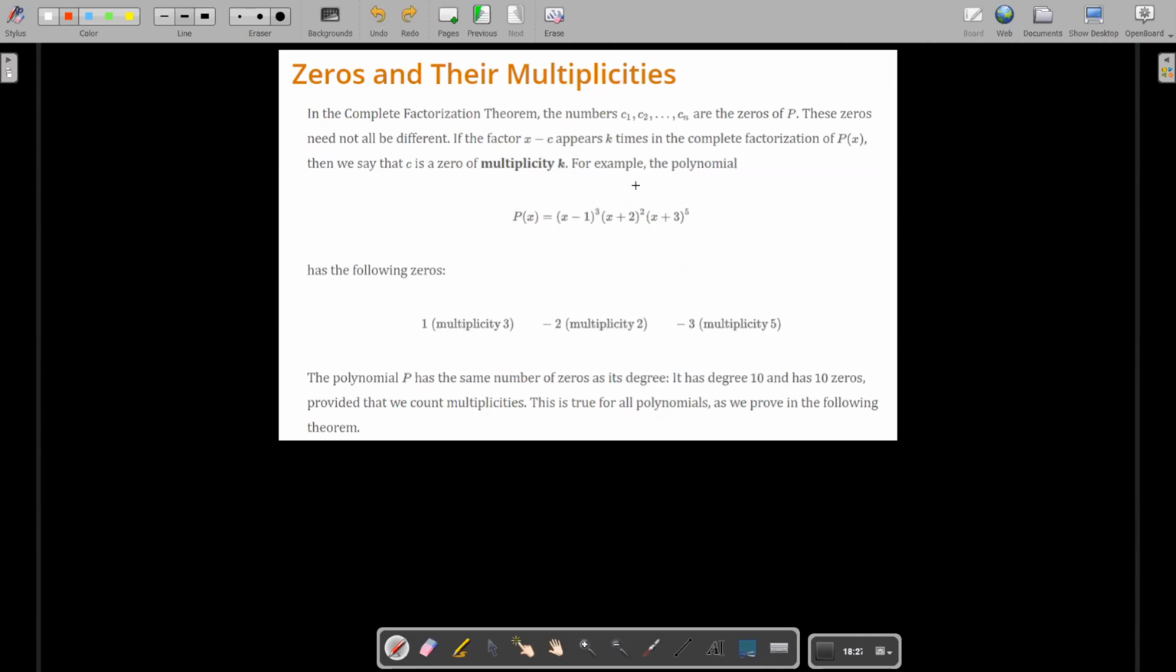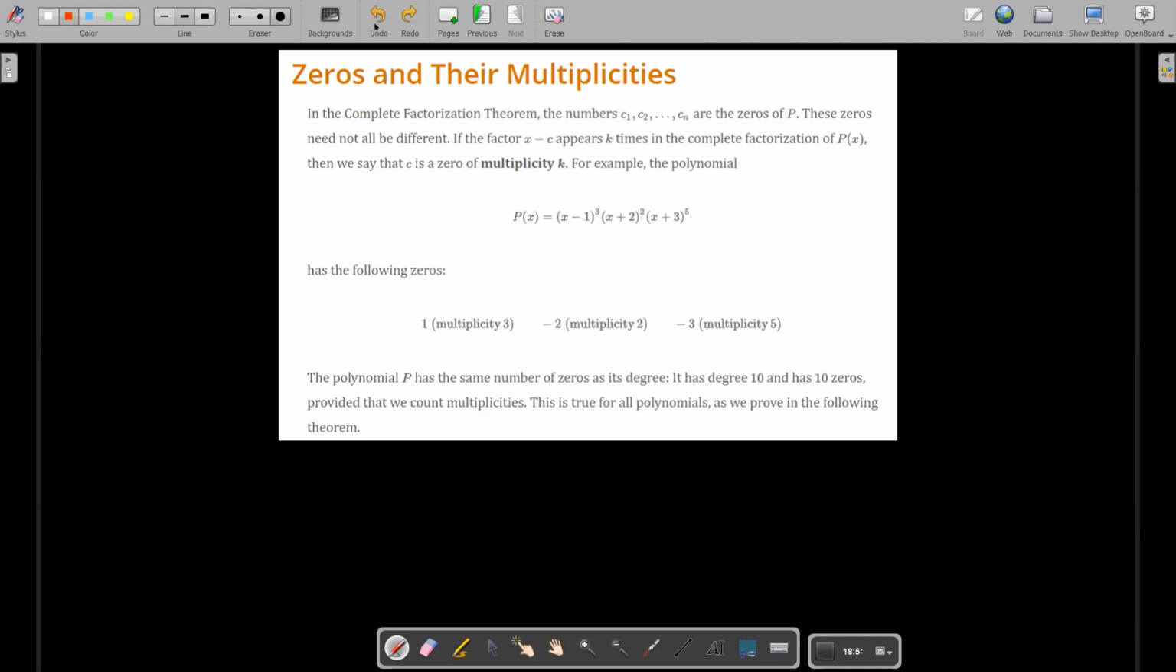And then, of course, here we have the following zeros. We have 1 with multiplicity 3, which is the exponent. -2 with multiplicity 2, which is the exponent. And -3 with multiplicity 5, which is that exponent. The polynomial P has the same number of zeros as its degree. It has degree 10, and then it has 10 zeros, provided that we count multiplicities.